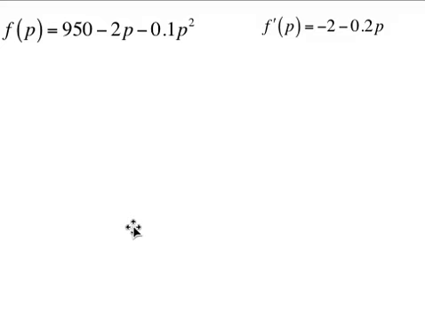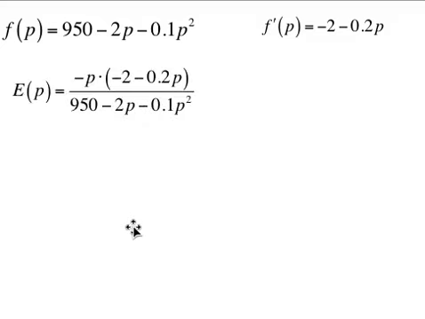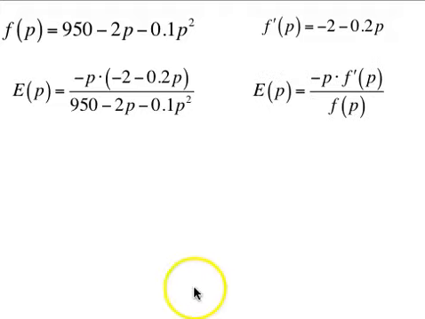So there's our function and derivative, and our formula is E of p is negative p times f prime of p divided by f of p. So there is the formula. Again, notice negative p is there, f prime of p, negative 2 minus 0.2p, and f of p downstairs, 950 minus 2p minus 0.1p squared. So distributing this negative p, negative 2 times negative p is positive 2p. Negative p times negative 0.2p would be 0.2p squared.